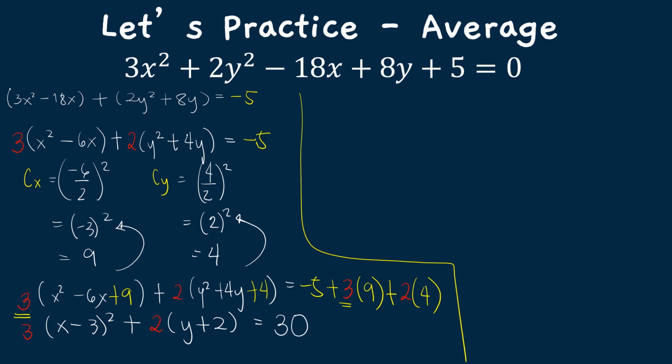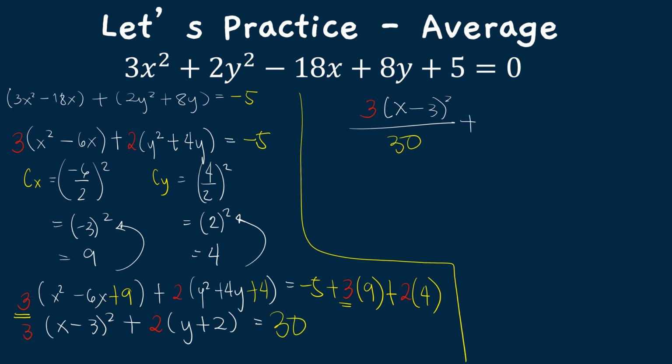A positive 30. Remember that the general equation is equal to 0 and the standard equation should be equal to 1. So we need to divide the whole equation or each term by the coefficient or the constant on the right side. So it will be resulting into 3 multiplied by x minus 3 squared over 30. Okay, because the constant is 30.